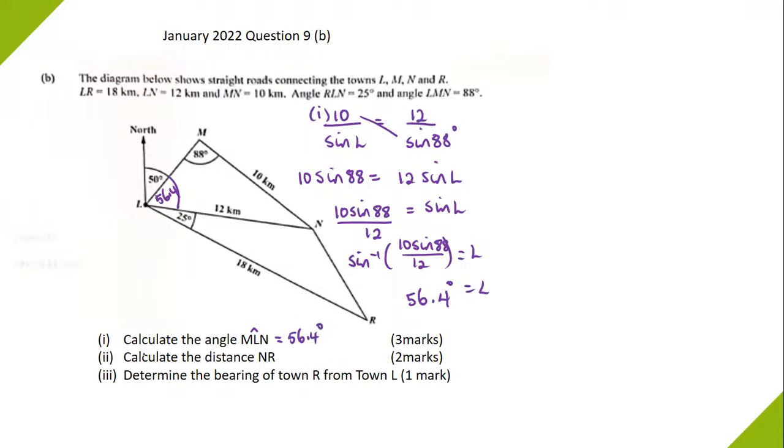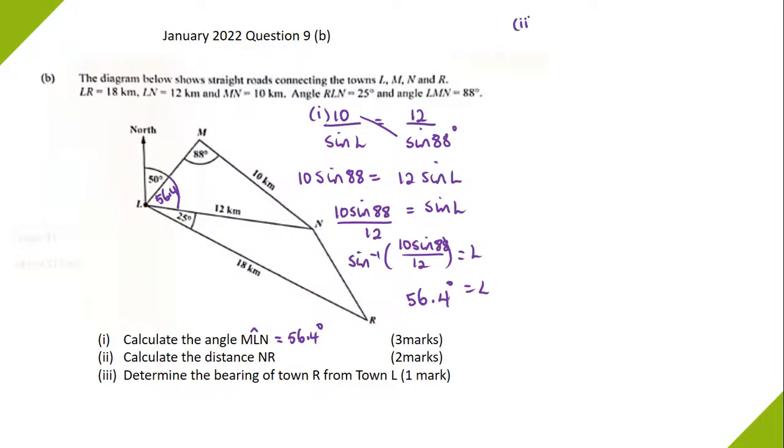Part 2, calculate the distance NR. Okay, so where is it? NR. Remember what I said, whenever they want you to find a missing angle, once you cannot use alternate angles or any rule, it's usually the sine rule, which is what was done for part 1. And whenever they ask you to find a missing side, in most cases you have to use the cosine rule. So look at this triangle. We cannot use the sine rule here because we don't have 2 angles. We only have 1 angle and we need to find this length. So we're going to use the cosine rule.